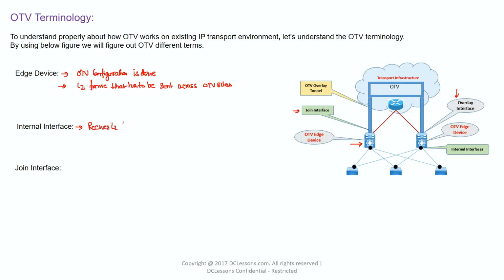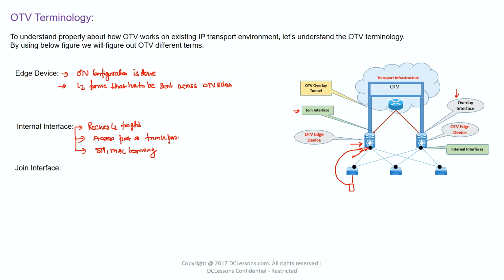The internal interfaces are those interfaces that receive layer 2 traffic. It can be an access port or a trunk port. All L2 features work here, like STP, MAC learning, etc. So these are the internal interfaces. A host connecting here can send traffic to the edge device's internal interface, and this can be an access port, an edge port, or a trunk port.